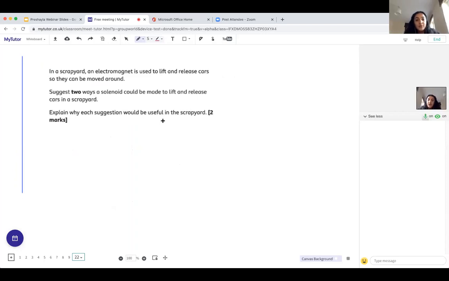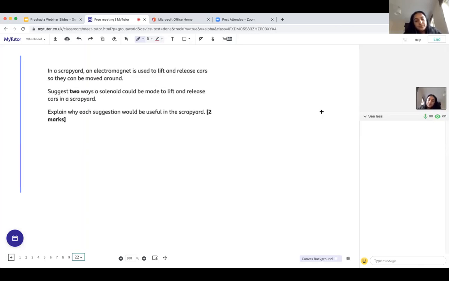Okay, so we'll go through this final question before we end. It's a scrapyard question. So in a scrapyard, we use the electromagnet to release and lift cars. Suggest 2 ways a solenoid could be made to lift and release cars in a scrapyard. So how could that solenoid be used to lift the cars? So I'll give you a few seconds to have a think about that. Put some ideas in the chat if you have any.